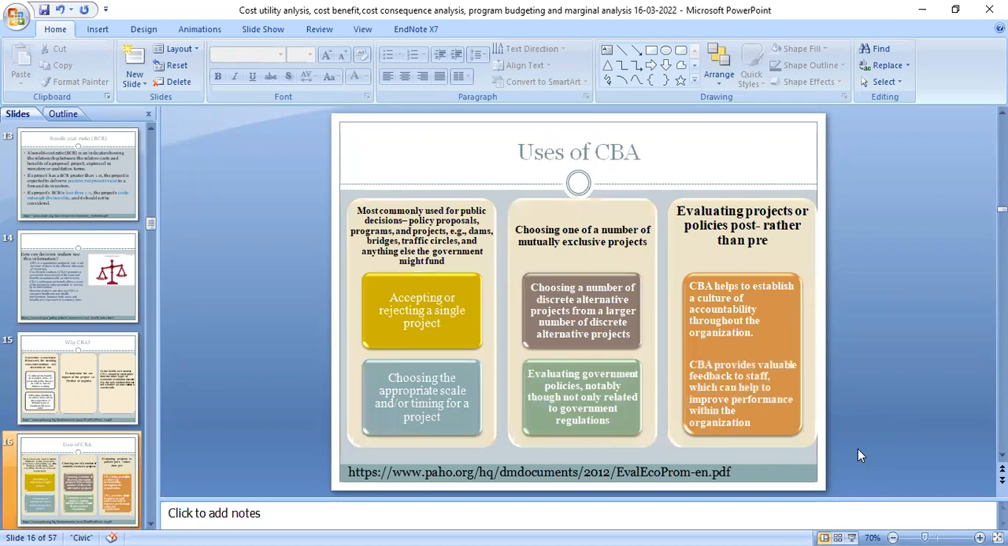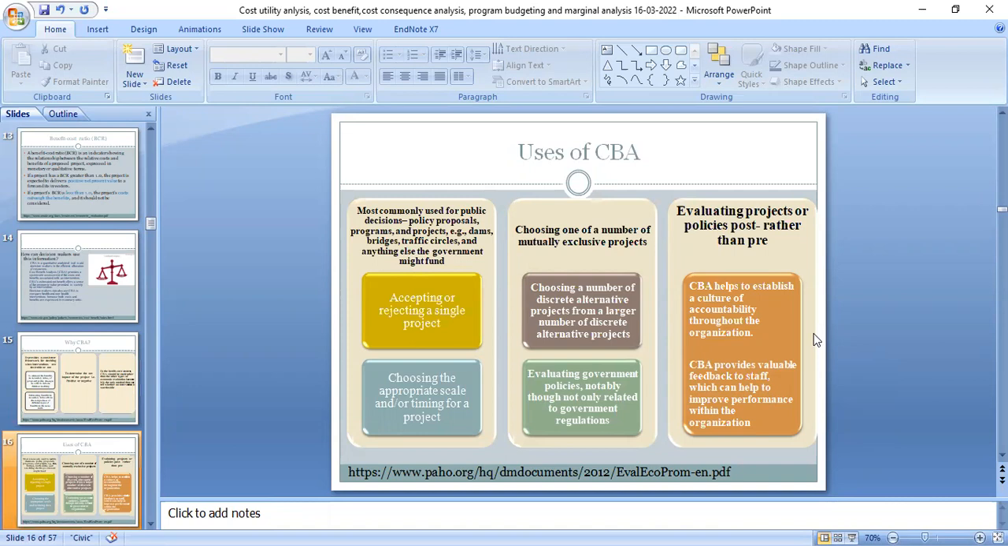The uses of cost-benefit analysis. It is most commonly used for public decisions, policy proposals, for example, dams, bridges, traffic circles, and anything else the government might fund. Accepting or rejecting a single project, and it can also be used for choosing the appropriate scale and for the timing of a project. It is also used in choosing one of a number of mutually exclusive projects and choosing a number of discrete alternative projects from a larger number of discrete alternative projects.